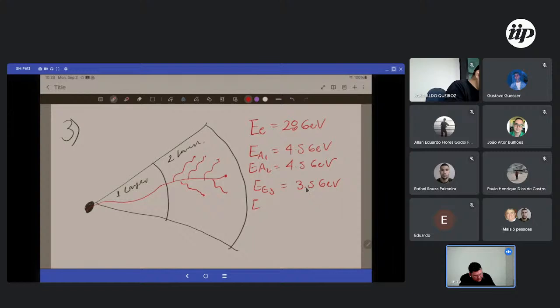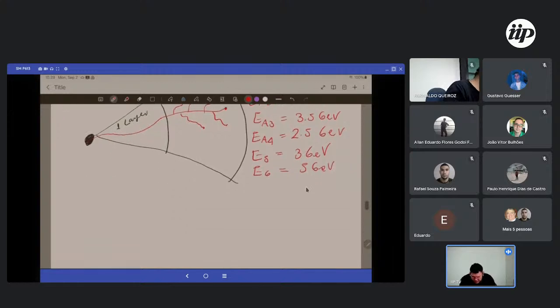Sorry, our photon, not electron. The photon number 4 has 2.5 GeV. The photon number 5 has 3 GeV. Photon 6 has 5 GeV. And photons 7 and 8 have 4 and 1 GeV.